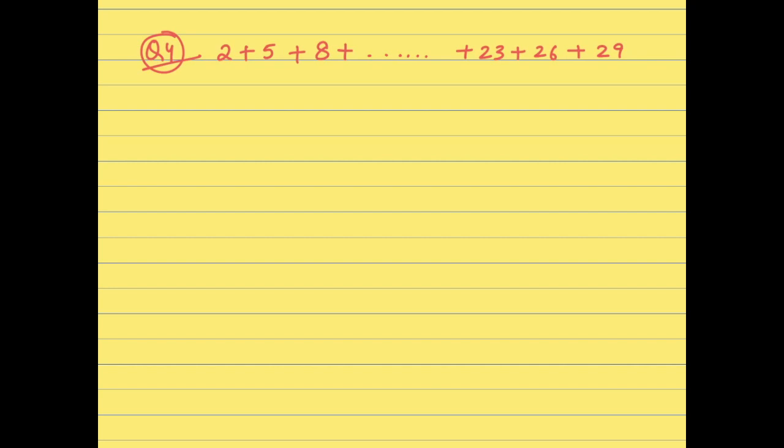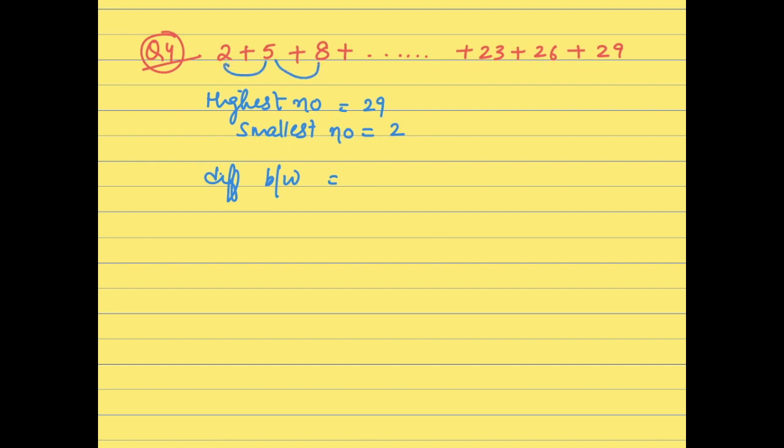In this, if you check how many numbers are in the sequence, first let's check the highest number, that is 29, smallest number equal to 2. And the difference between adjacent numbers will be 5 minus 2, 3, 8 minus 5, 3, 26 minus 3, 3. So the difference is 3. The total numbers in the sequence are highest number minus smallest number divided by difference plus 1. So it will be 27 over 3 plus 1. So it will be 10 numbers.